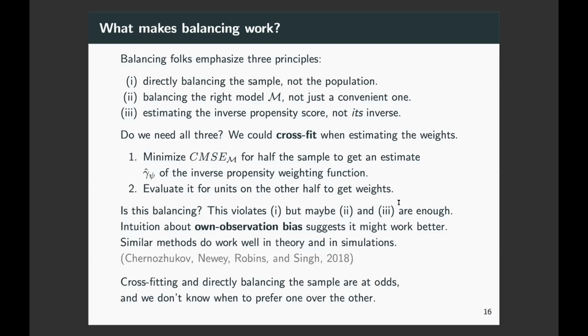So the only reason we would get any kind of balance here is because our first estimate is an estimate of the inverse propensity weighting function, and that would balance. So it kind of raises a question like, is this balancing, right? So it violates our first principle, but it satisfies our second and third. And it's maybe not super relevant whether it's balancing or not.